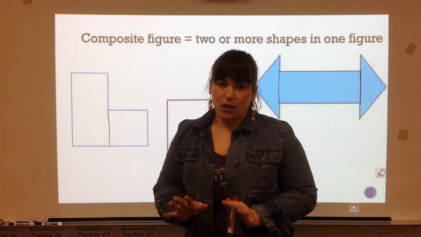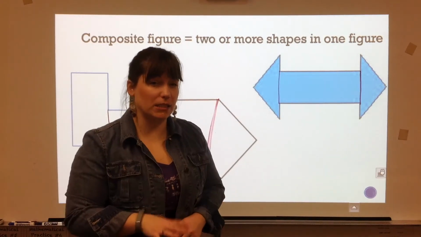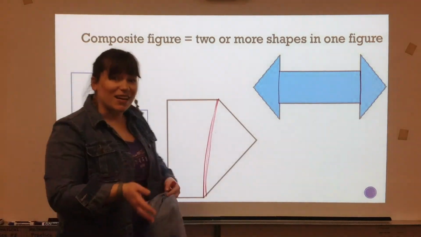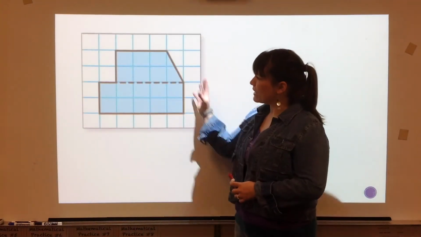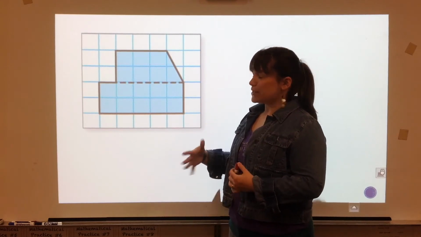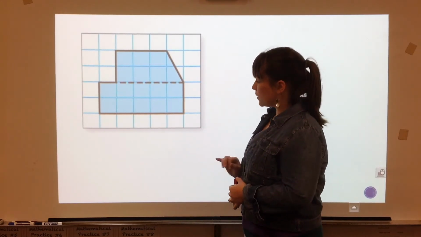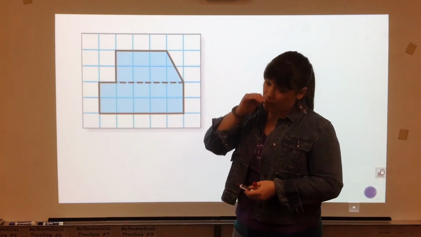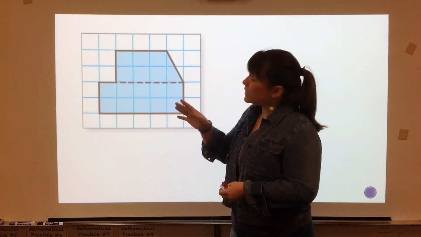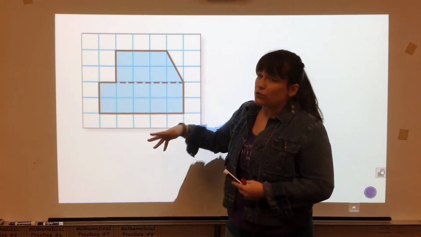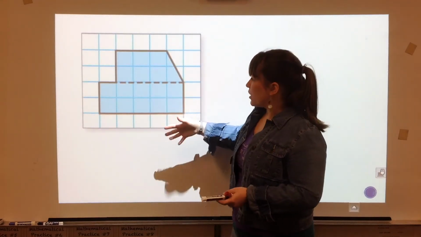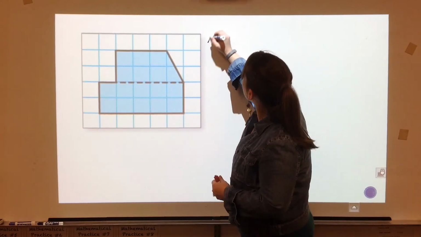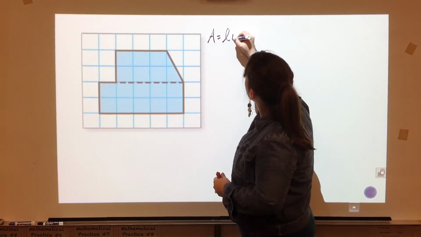We're going to talk just about composite figures, but our last example on here deals with a composite figure that's on the coordinate grid. We have a composite figure that's already divided for us, so a lot of the hard stuff is taken care of, and we have to find the area of this shape. So we haven't done an area one. We have to use our formulas for these 2 shapes. Let's deal with the rectangle first. The rectangle formula is a little bit easier. It's just the length times the width.